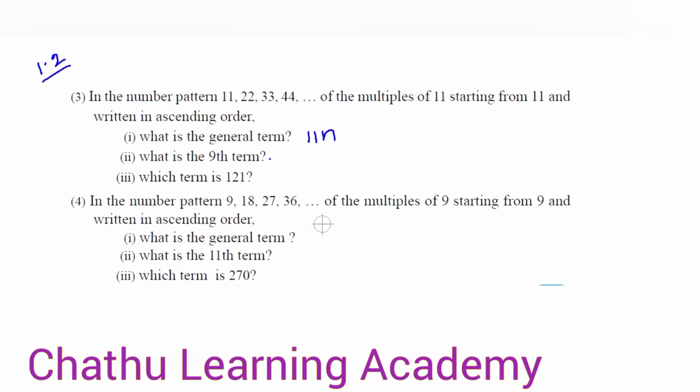What is the 9th term? They ask the value of the 9th term. Then here n is equal to 9. Now you can substitute the value for n into this general term. 11 into 9 should be equal to 99. Then this is the value of the 9th term.